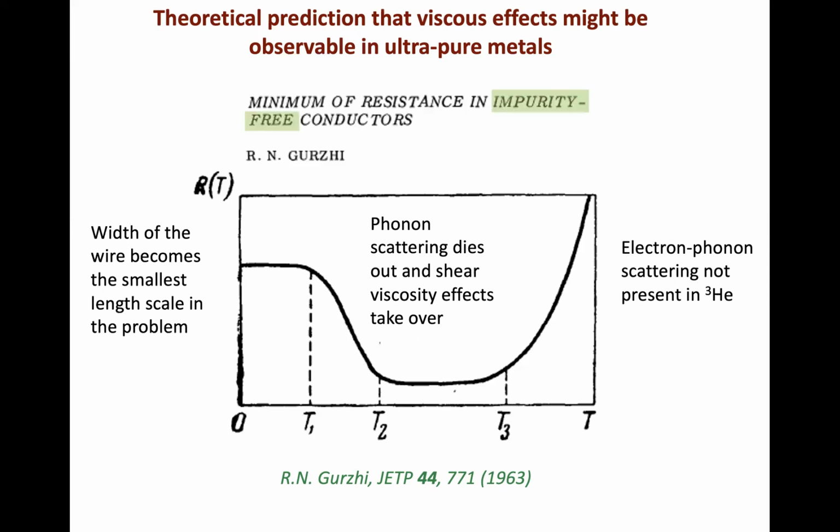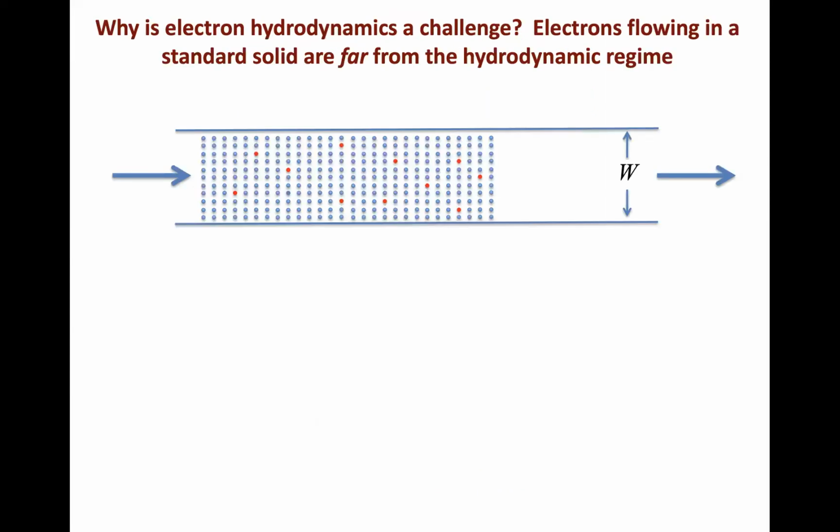Now, it's a wonderful paper. It's a great idea, but I have to love my theory colleagues because it's very easy to put these statements in the title of your theory paper, like impurity-free conductor. That really doesn't happen very often. And in fact, the difficulty with looking for electron hydrodynamics is that the channel isn't empty. It contains the lattice in which the electrons are flowing. And that lattice will have many forms of imperfection, which I'm denoting here by the red dots.